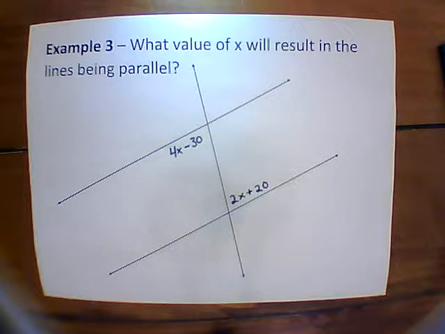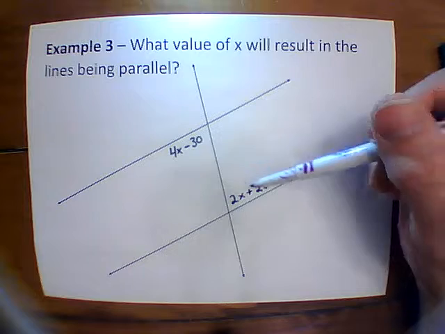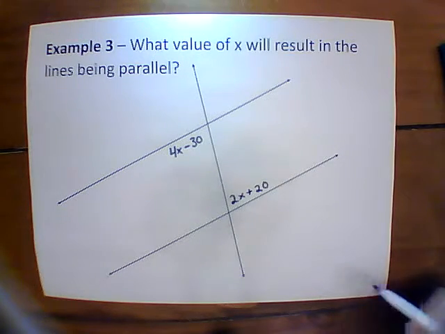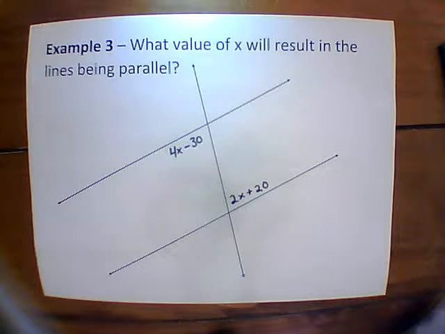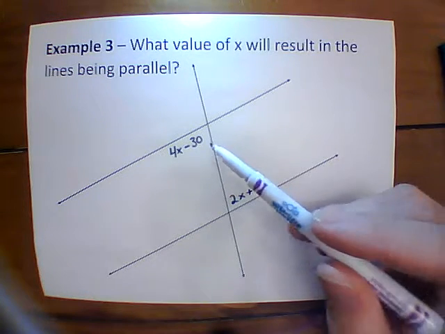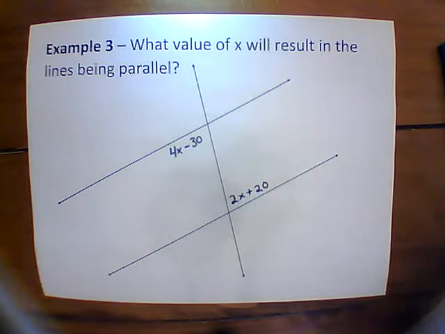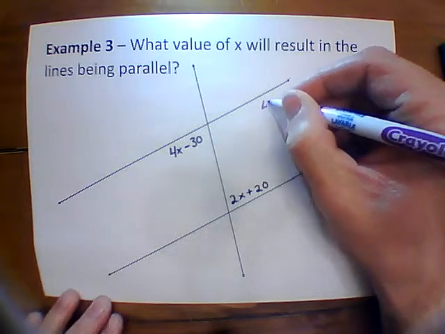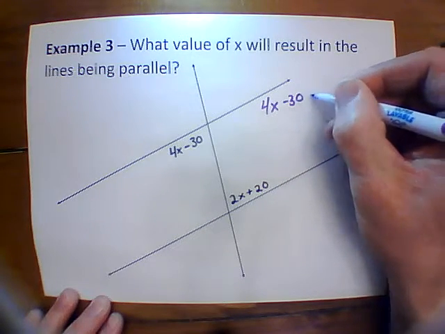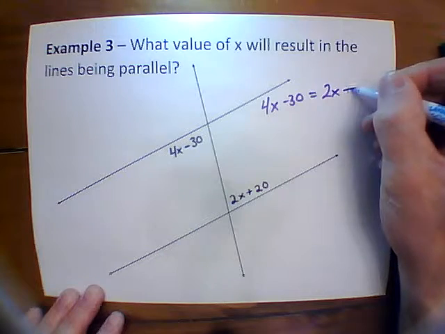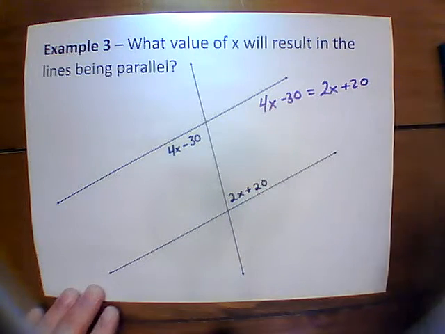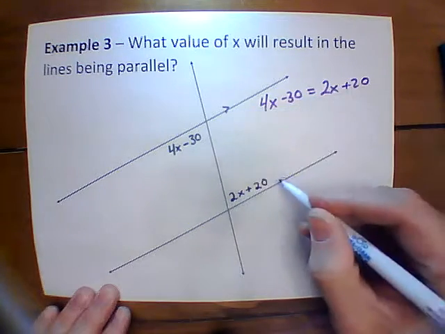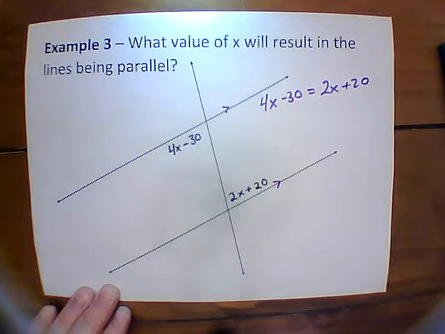So if I look at these two angles they gave me, 4x minus 30 and 2x plus 20, I in fact see that they are alternate interior angles. So I'm going to apply the converse of the alternate interior angle theorem, which says if these two angles are congruent, then the lines are parallel. So I'm going to start there by saying that those two angles are congruent. 4x minus 30 equals 2x plus 20. So by saying they're congruent, I'm finding the value of x that makes the lines parallel. So I'm applying the converse of the alternate interior angle theorem.